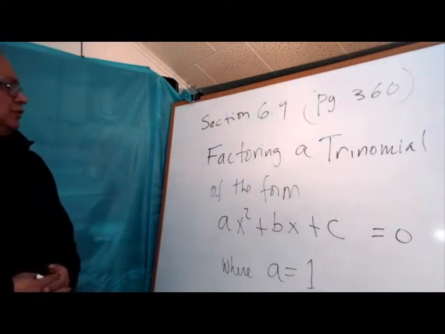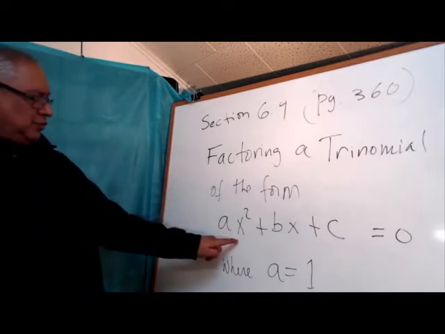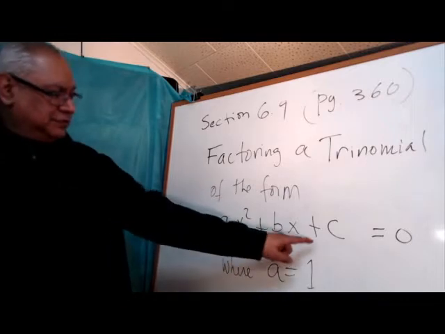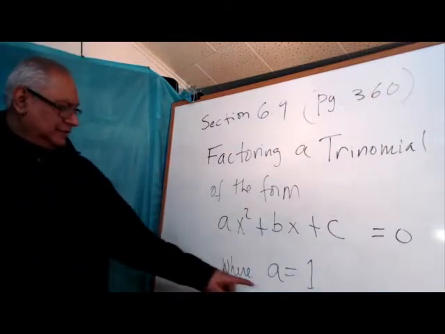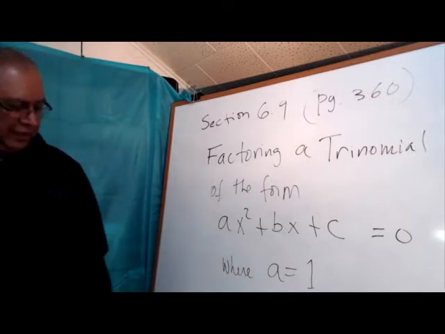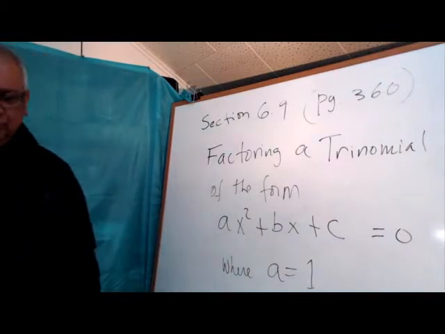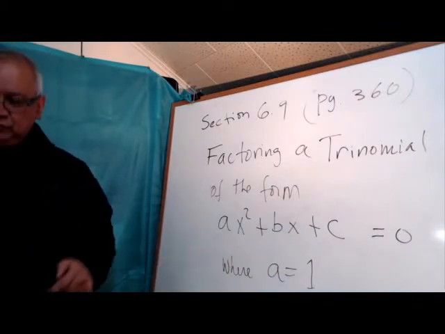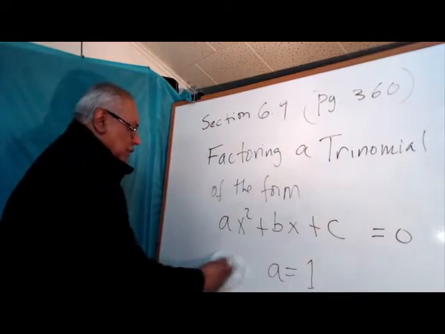So this is what we're going to do today: factoring a trinomial of the form ax squared plus bx plus c is equal to 0. And notice that a is equal to 1. It's a simple case that we're going to be working on. So I'll show you how to solve this in terms of finding the roots, which means the solutions to this problem.